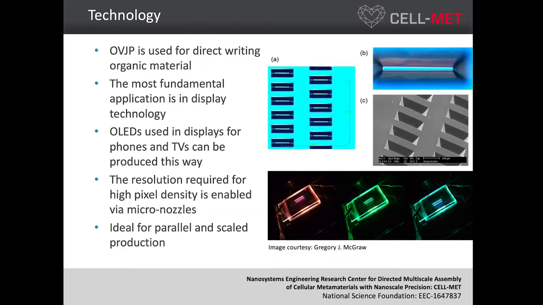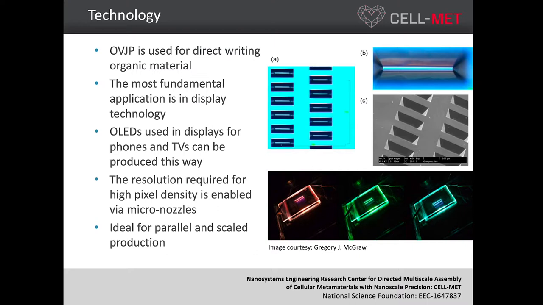So now moving forward, to explain a bit more about this technology. OVJP, as we've mentioned, can be used to direct write organic material. That's what the O stands for. The most fundamental application is actually in display technologies, specifically in OLEDs. So stuff that you would find in phones and TVs can be produced this way. The bottom right image shows three separate OLEDs. These are the lines in red, green, and blue. Now, this would suit a display application.